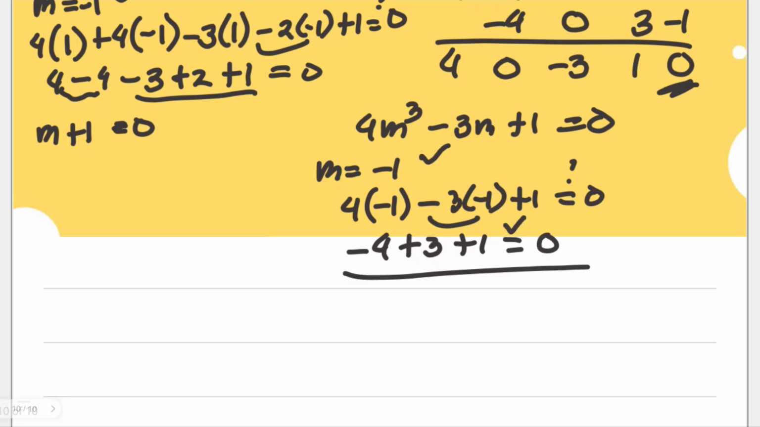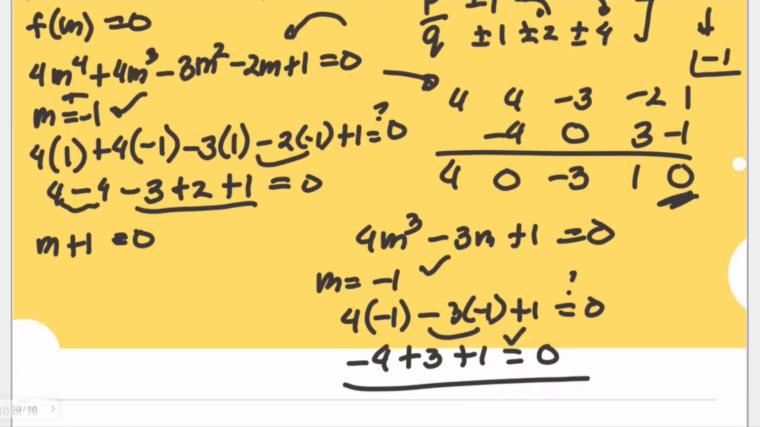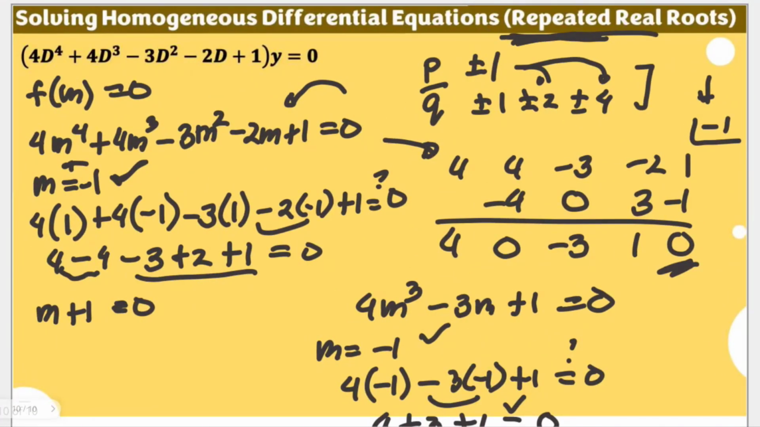M, which is negative 1, is also another root, but it has been already identified here. So we have identified already repetition in our roots, and they are both real. So it already fits the claim earlier.